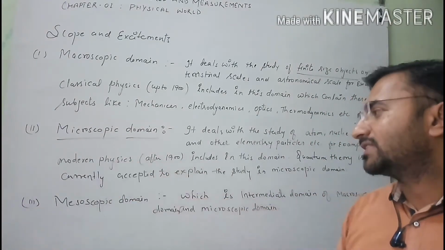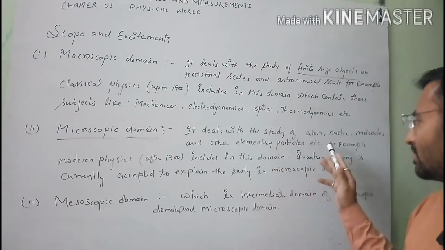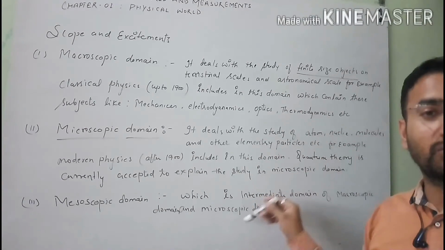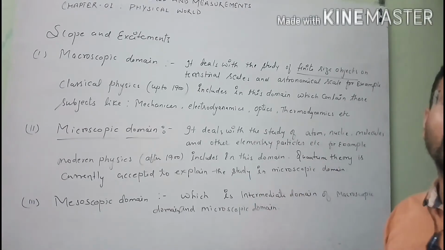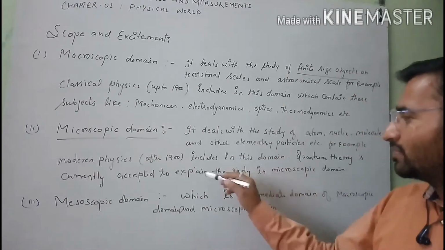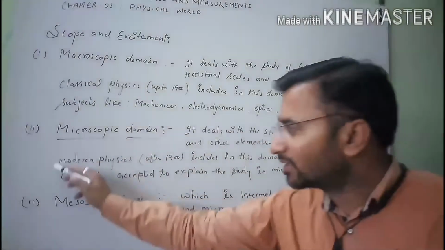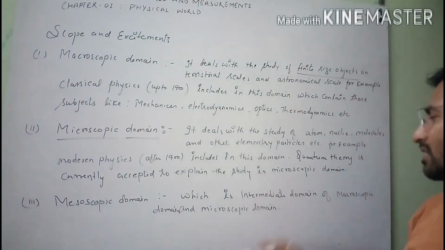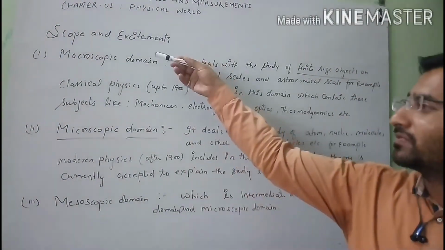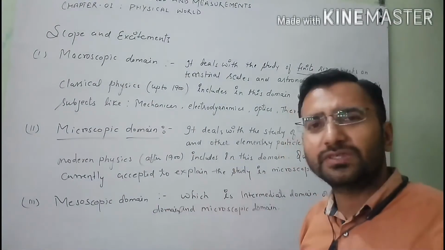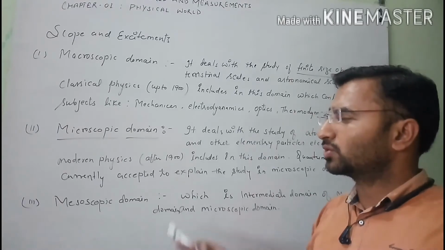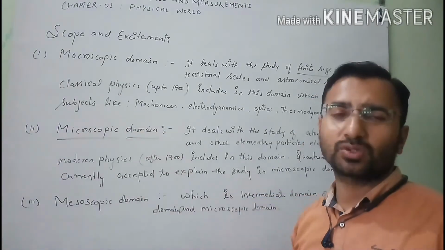And this modern physics includes the study of elementary particles, atoms, molecules, and electrons also. So here, this type of topics we will study under modern physics. Basically, when we discuss the microscopic domain with the help of classical physics, classical physics is not able to give a satisfactory conclusion to solve the problems related to the microscopic domain.